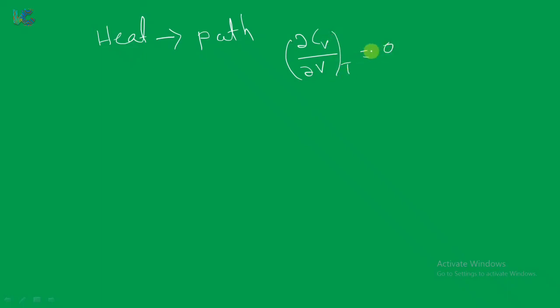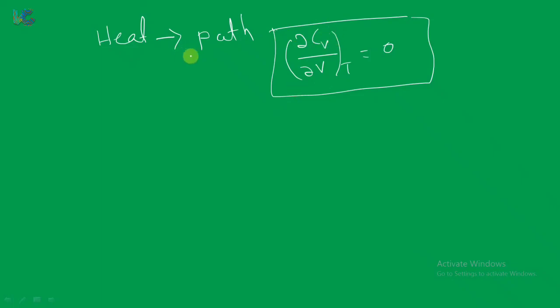So now we will prove that heat is not a state function, it is a path function. This we can prove by using this: del Cv del V at constant T is equal to 0. This is 0 for ideal gas, for Van der Waals gas also. This we have just proved. Now we will prove heat is a path function, and we will use this del Cv del V at constant T is equal to 0.